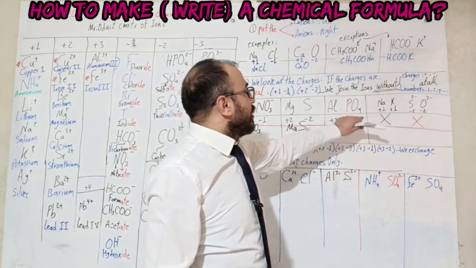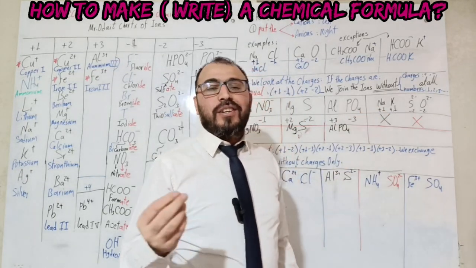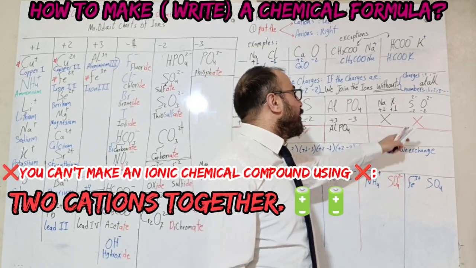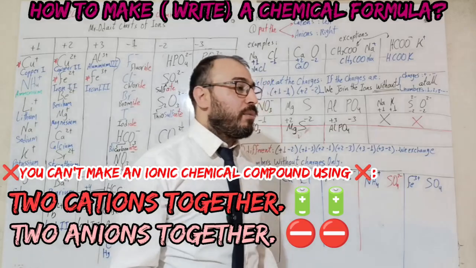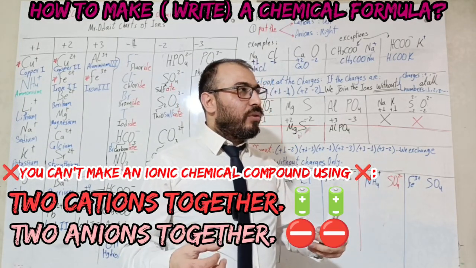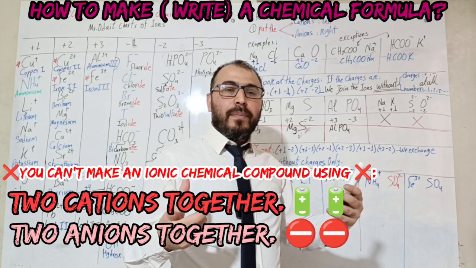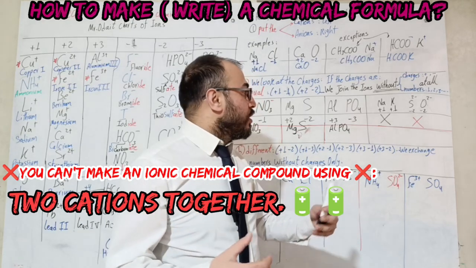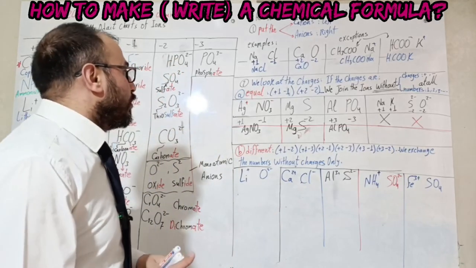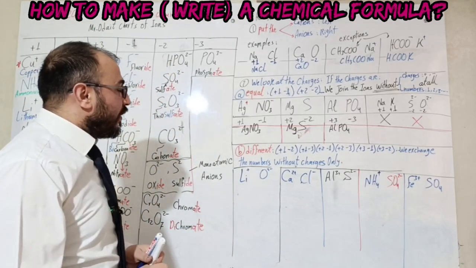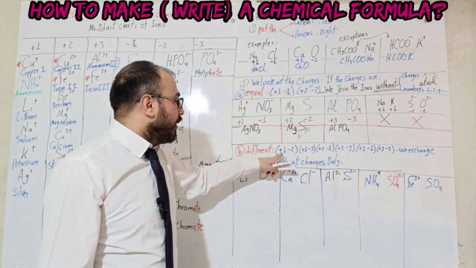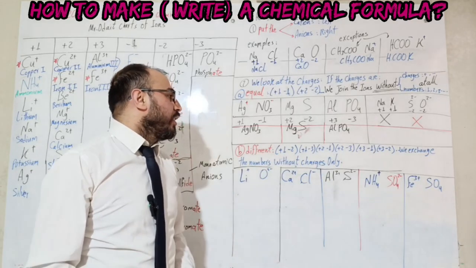What about those? Generally, my friends, you cannot join a positive ion with another positive ion, or a negative ion with another one, because as you all know, there is an electric repulsion when the two ions have the same sign or the same charge.